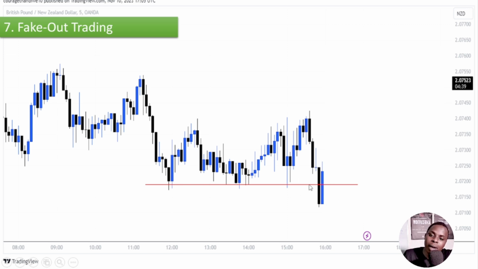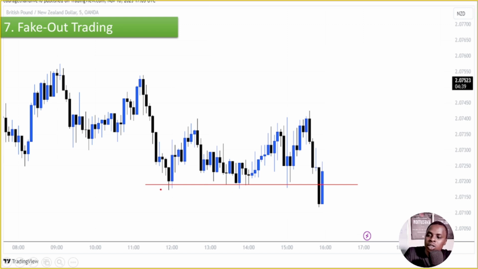So see, if the market breaks to the downside and comes back up above the zone, it is likely a fake out. The reason why the market went below here was to wipe out the stop losses of the people that were here. That's what happens.